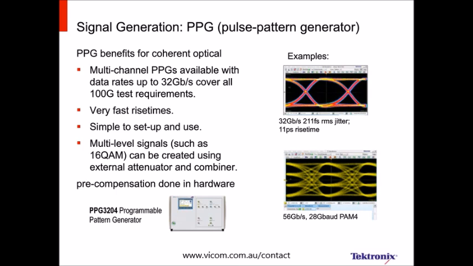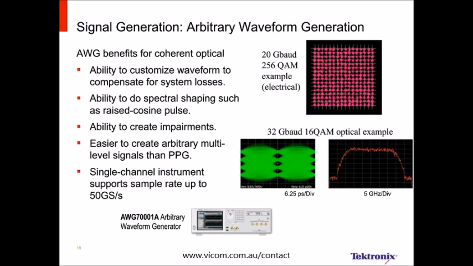The alternative to the PPG is the arbitrary waveform generator, as we call our product, or basically a D to A converter, that's going to allow you to create arbitrary waveforms. So this really now enables you to craft any optical waveform that you might want in order to compensate for cable losses or the E to O converter transfer function, etc. So that's very powerful. And here's an example doing a 256 QAM at 20 gigabaud with one of our products.